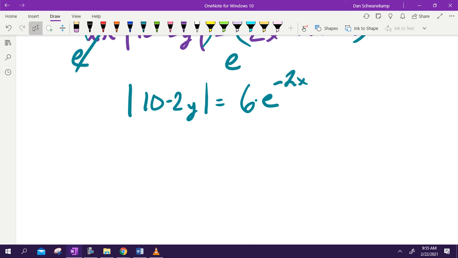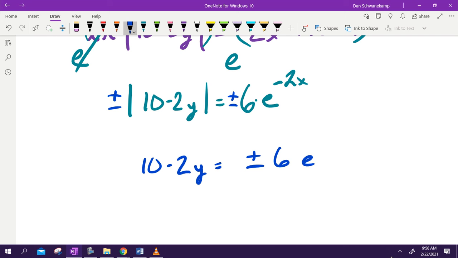We got to this point. Slade, what do I want to get rid of next? How do I get rid of absolute value? I'm going to do plus or minus on both sides. That is the absolute value killer. So now we got 10 minus 2y equals plus or minus 6 e to the negative 2x. It's annoying, but we're going piece by piece.